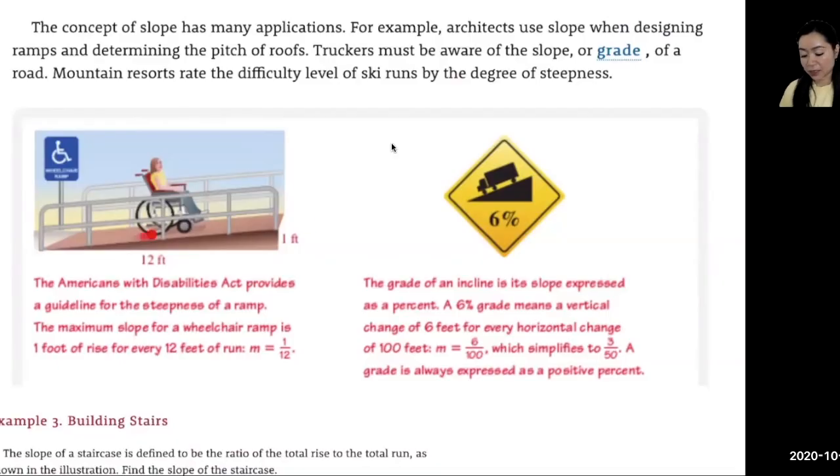This is a ramp over here. The Americans with Disability Act provides a guideline for the steepness of a ramp. The maximum slope for a wheelchair ramp is a foot of rise for every 12 feet of run. So the slope will be 1 foot over 12 feet, so it's 1 over 12. So that's the maximum slope for a wheelchair ramp. If it's higher than that, it's not safe for this wheelchair.